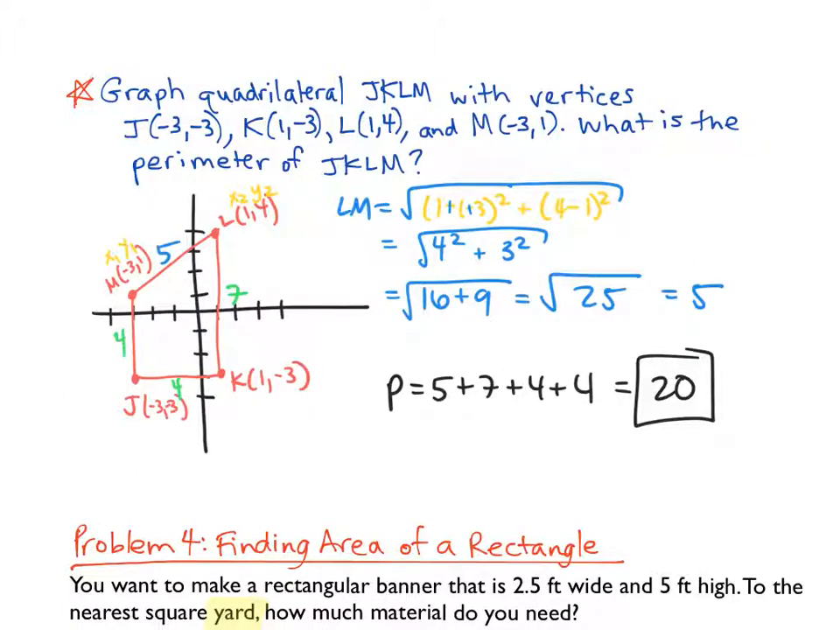Okay, so you should have got a perimeter of 20. Here you could have just taken the difference between 1 and -3 to get 4. Here you can also count the 4 and then the 7. But for this one you'd use the distance formula, and you get 5. So when you add all 4 sides up, you should get 20.